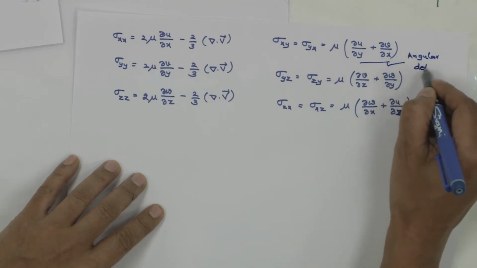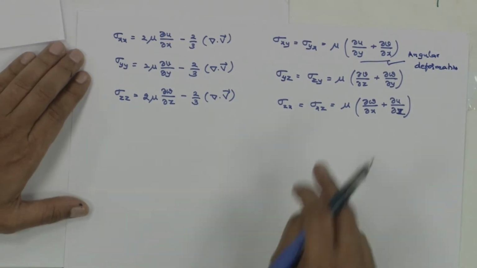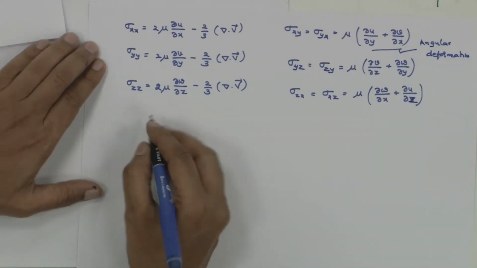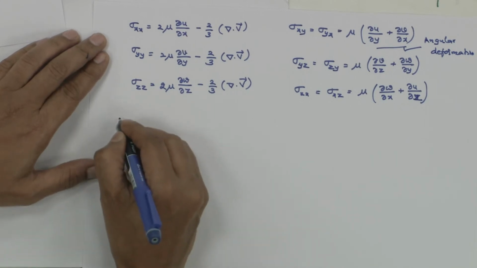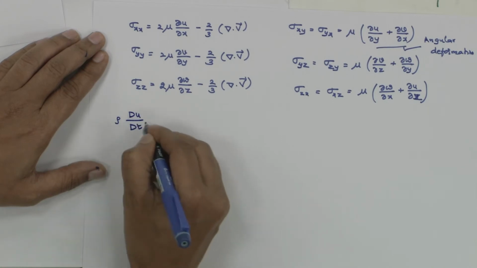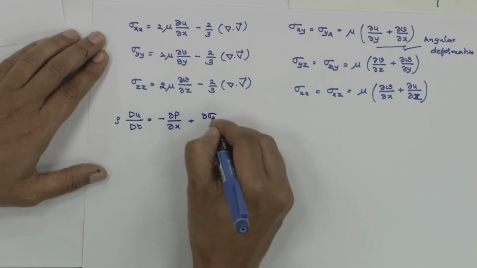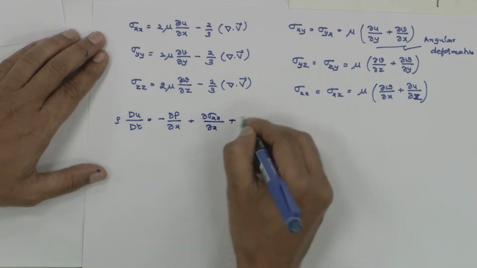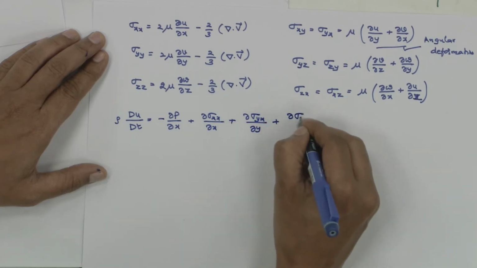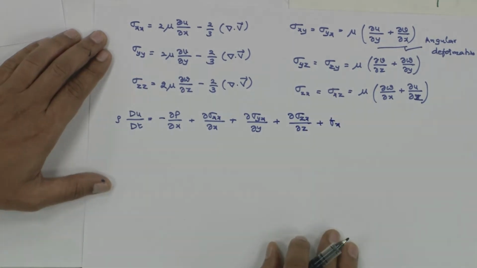We have seen in our previous modules this angular deformation. Now let me substitute this in our equation. Our equation is rho du by dt equal to minus del p by del x plus del sigma xx by del x plus del sigma yx by del y plus del sigma zx by del z plus fx. This is my equation. Let's substitute that.